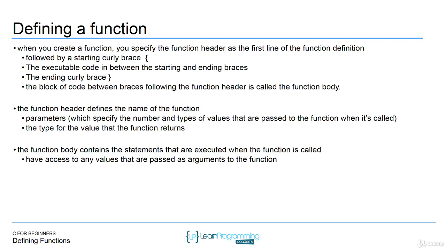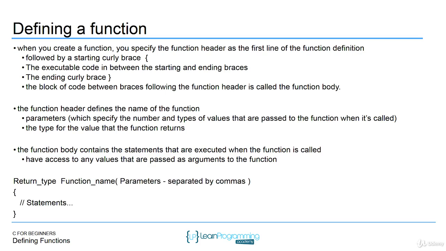The function body contains just regular code. And that code gets executed when you call or invoke the function. The function body itself will have access to any values that are passed as arguments. So the data that you pass to it, you can utilize inside the body of the function. What it looks like is this: the function header. The first word in the function header is a keyword representing the type of data that's going to be returned from the function. The next word is the name of the function. Then you have a left parenthesis, and then parameters separated by commas. That will be the data that's passed to the function. And then you have the right parenthesis to end the function header.